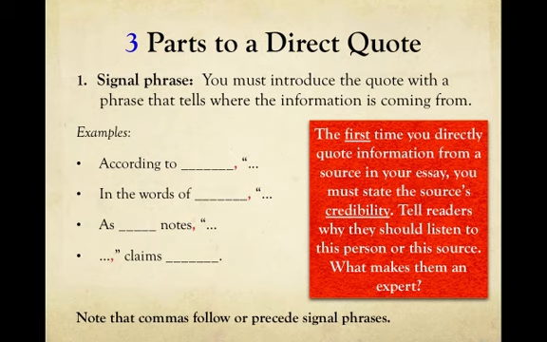The first time you directly quote information from a source in your essay, you must state the source's credibility. Tell readers why they should listen to this person or to this source. What makes them an expert? So if you quote Barack Obama, let's just pretend that someone doesn't know his credibility, you would say Barack Obama, President of the United States of America, blah, blah, blah, and then continue on with your citation.